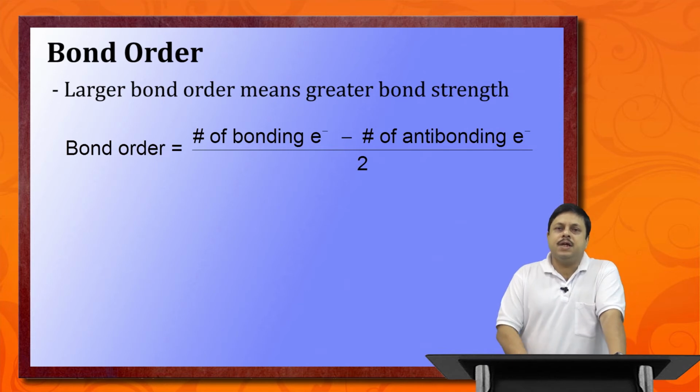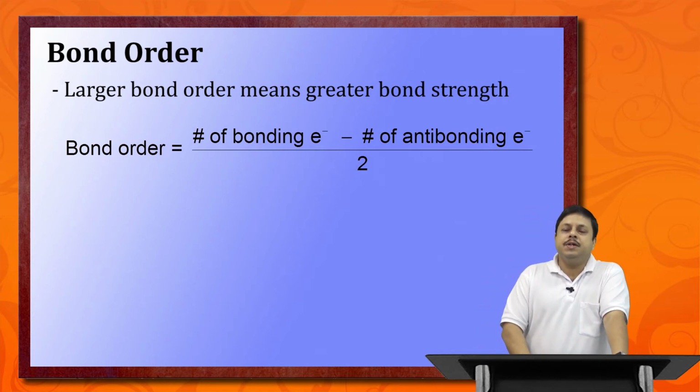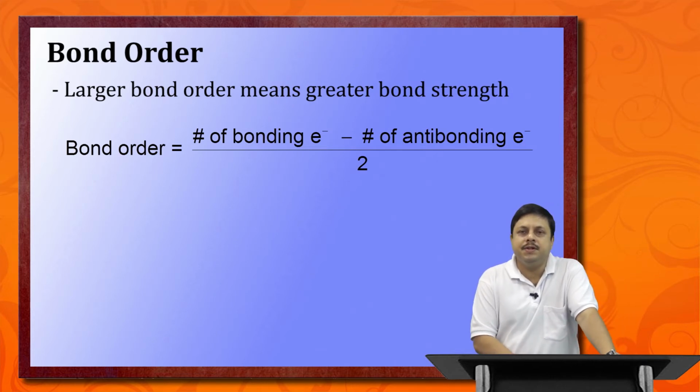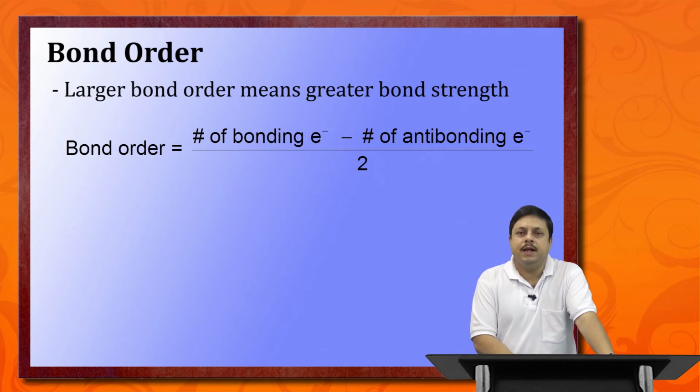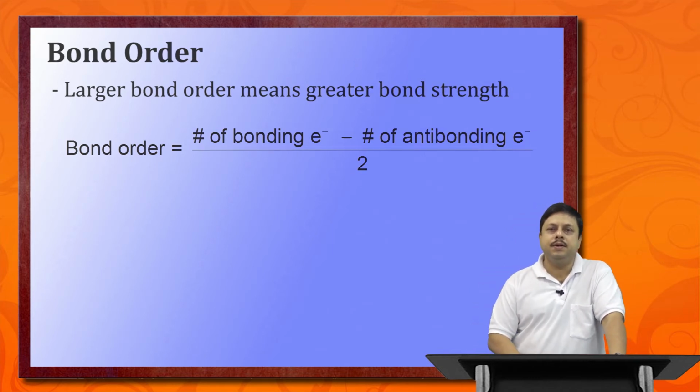In case of a stable molecule, which has a definite stability, the bond order must be greater than 0. A 0 bond order will mean that no bond has formed, and that means no molecule formation has taken place. The higher the bond order, the stronger is the bond.